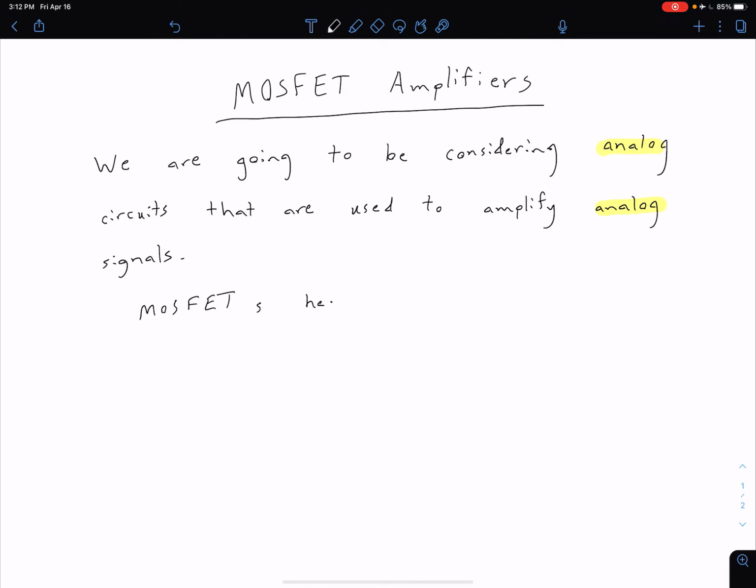So MOSFETs are heavily used in digital logic. If you want to see some more details about that, you can look in some of the later chapters in the textbook. Unfortunately, we're not going to have time to get to that in this class or later classes, but you can see how MOSFETs can be used to make things like simple logic circuits or simple memory circuits. But in this unit, we're just going to focus on our analog capabilities of our MOSFETs as amplifiers.